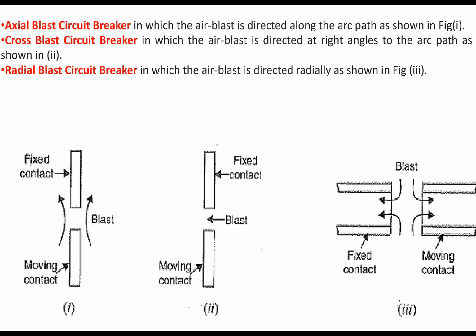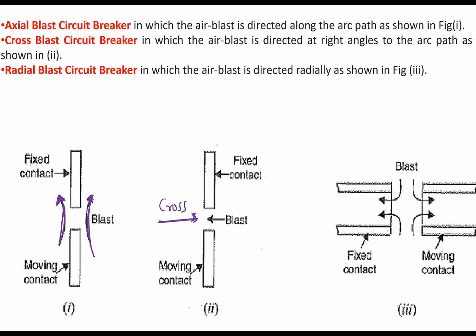Next, there are different types of air blast circuit breakers. The first one is the axial blast circuit breaker. The direction in which the blast of air is introduced classifies them into different types. Here you can see the air blast is coming like this. Suppose this is the fixed contact and the moving contact is separating. The blast of air is given in this direction along the axis of the contact. That's why it is called an axial blast circuit breaker. Understand? Here the blast is given across. So this is the cross blast circuit breaker.